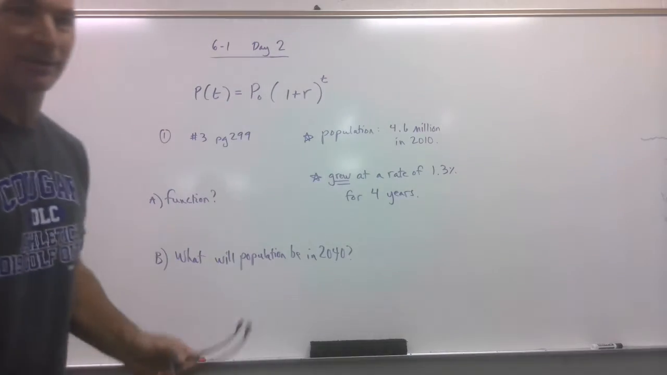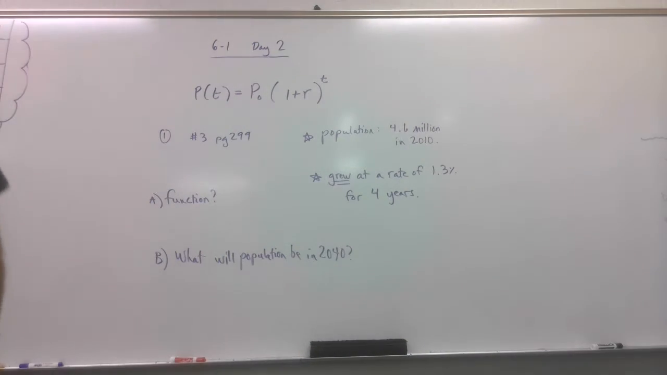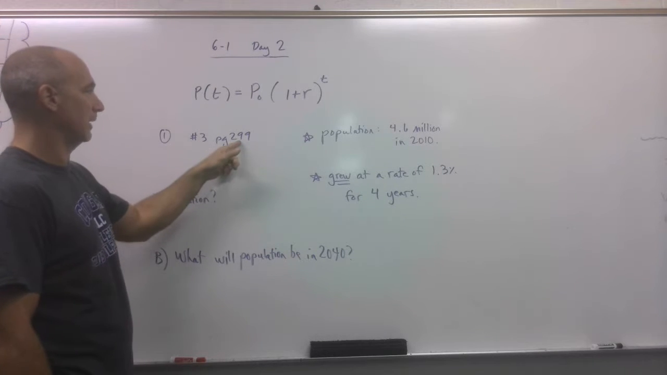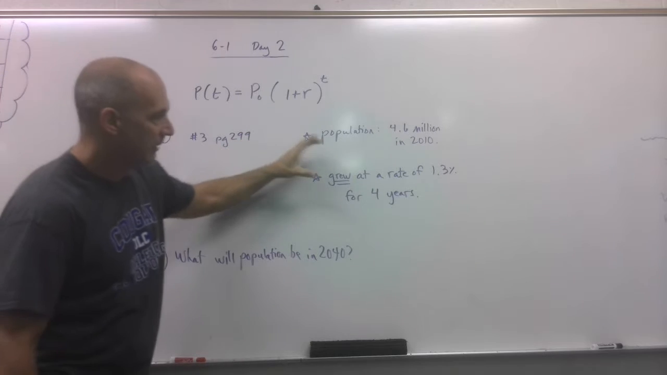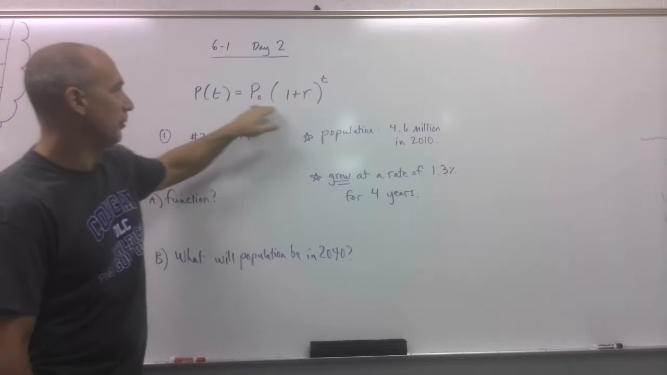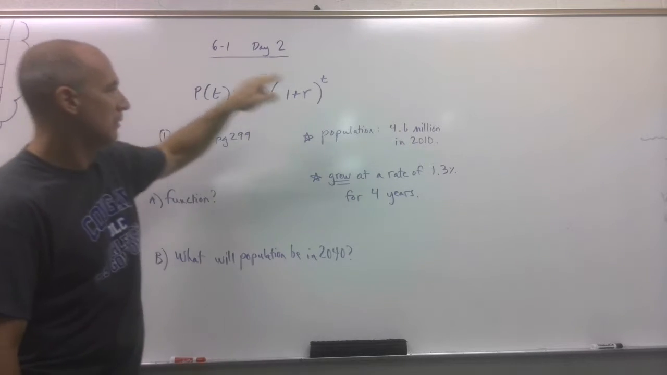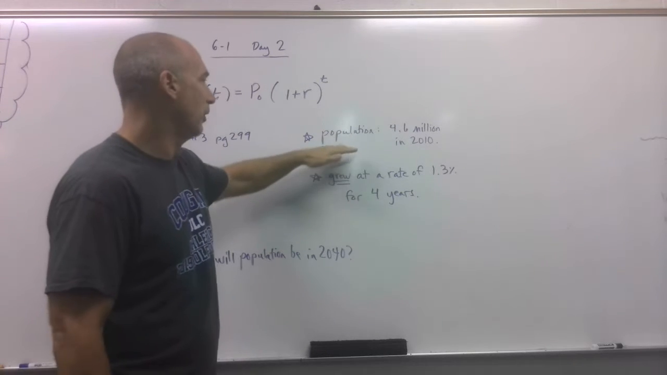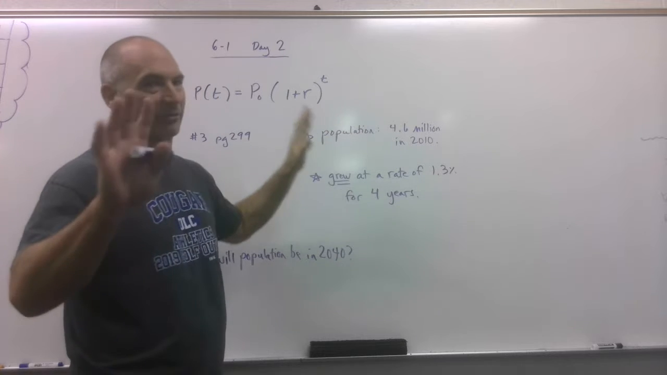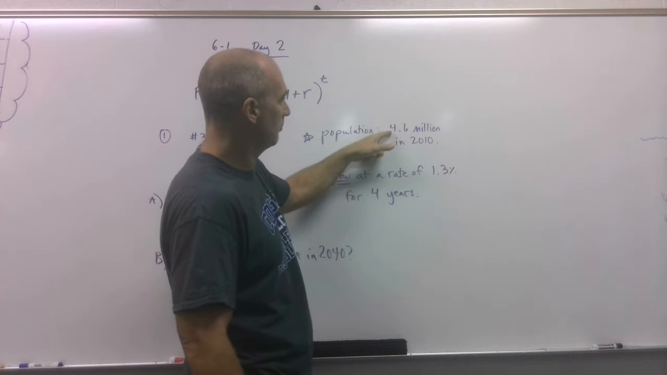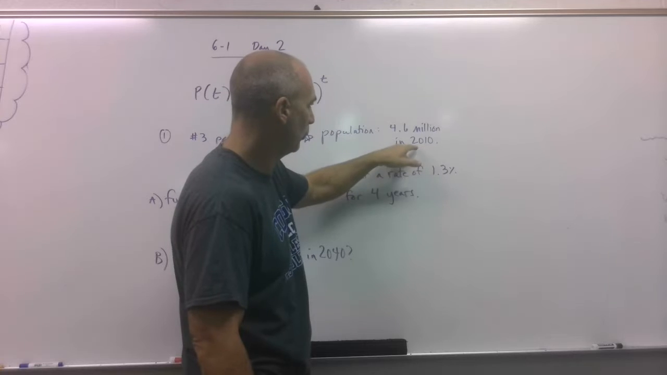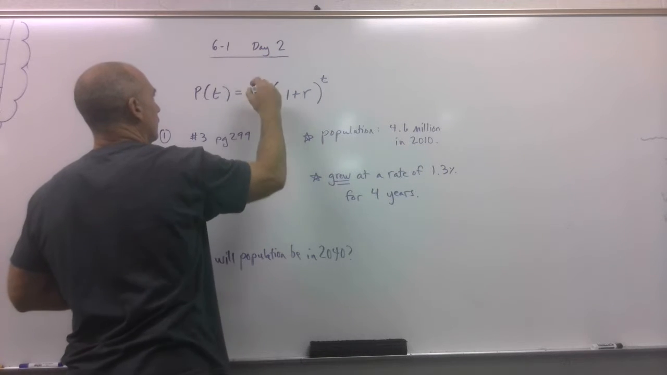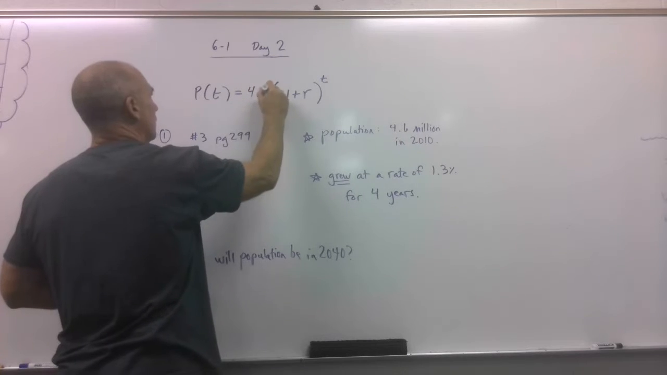Dive in. Sample problems. I'm grabbing this first sample problem from example 3 on page 299. I'm condensing it a little bit. This is the formula we're going to use. They tell us the population of a city is 4.6 million in 2010. What does that tell us? It tells us that this right here is 4.6 million.